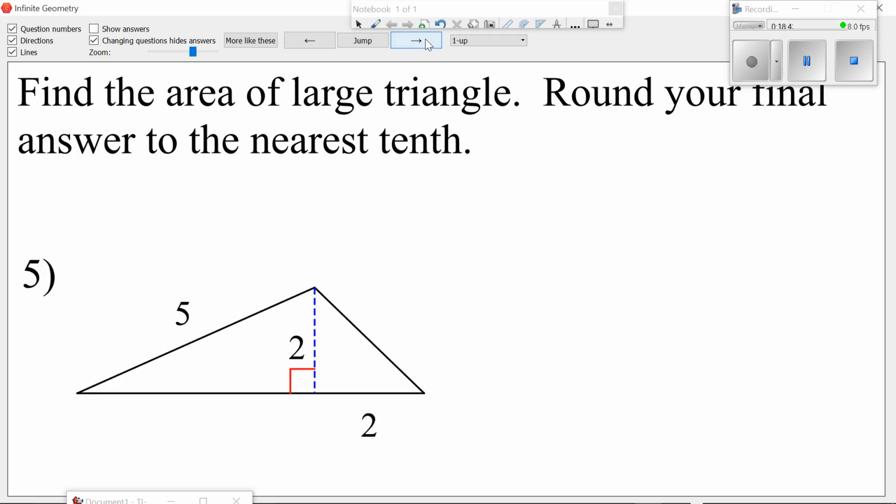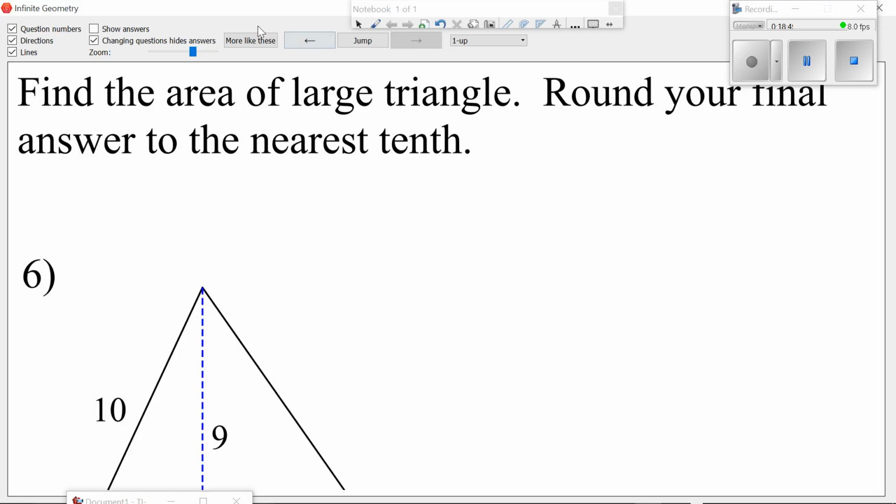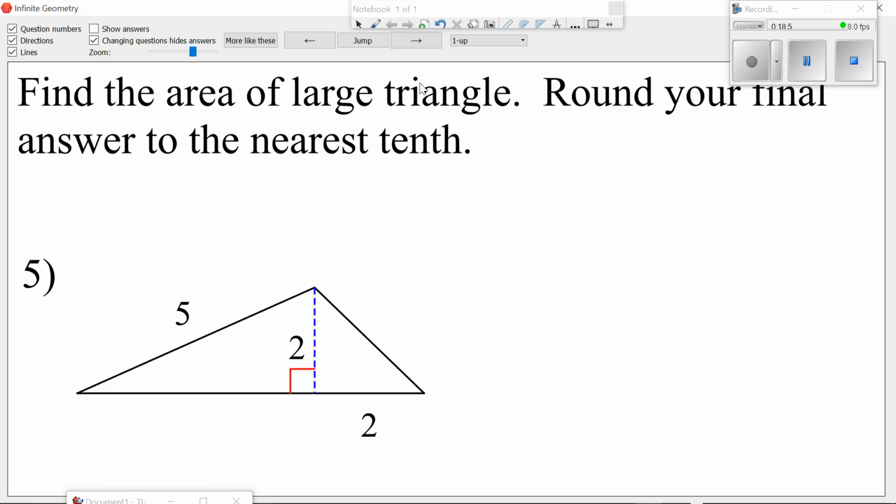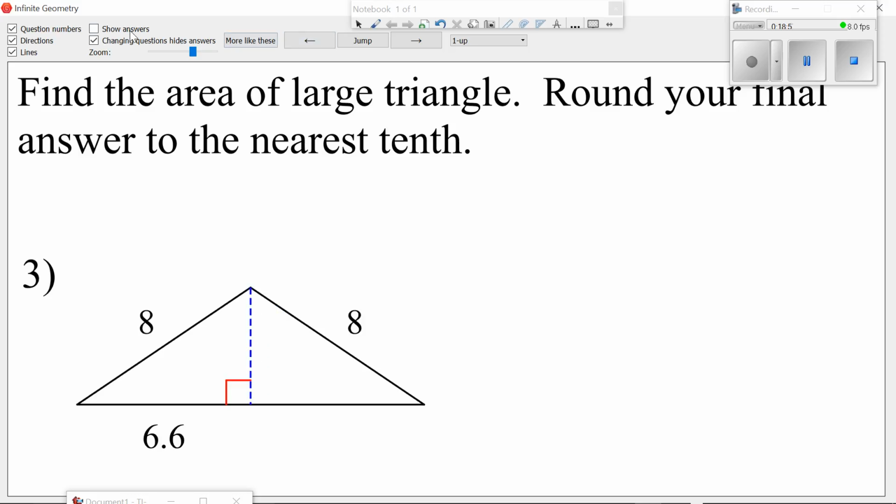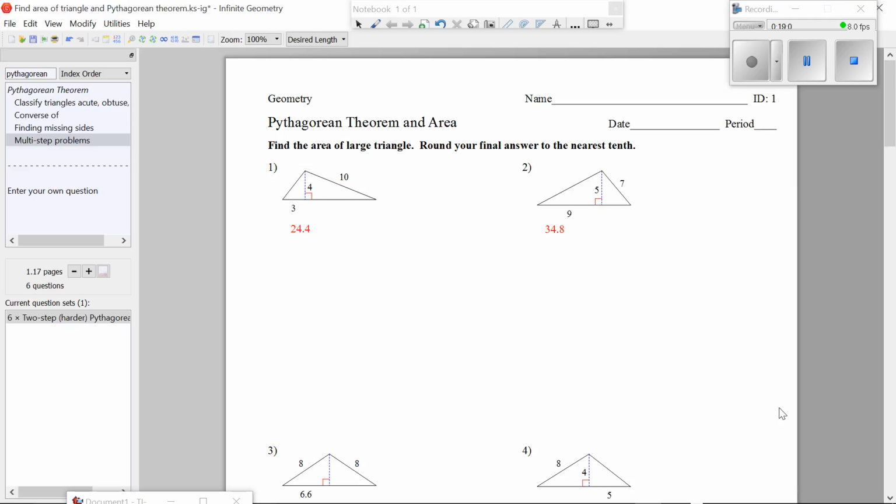And here's number 5. And here's number 6, so you can't see. Okay, so there's number 5. And let me show you the answers to these. Okay, so I have to close this. So problem number 3.